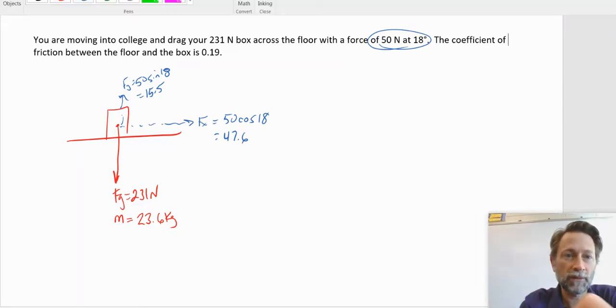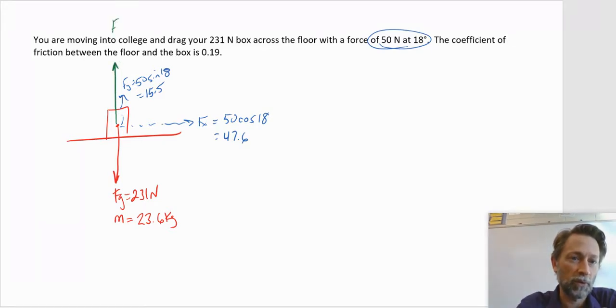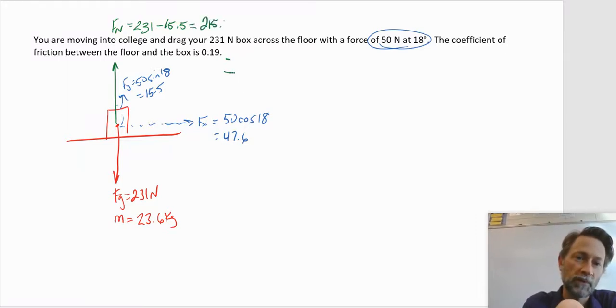I would look at the rest of this and say, hey, there's another force. The box isn't moving up or down at all, which means that there has to be the force of the ground pushing up, and that is going to be our normal force. And together, the normal and the y value have to cancel out with gravity. So if I want to find the normal force, I'm going to take the gravity value, 231, and subtract the y value to get that normal force. And I end up with a value of 215.5 newtons.